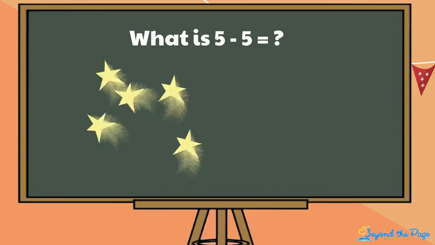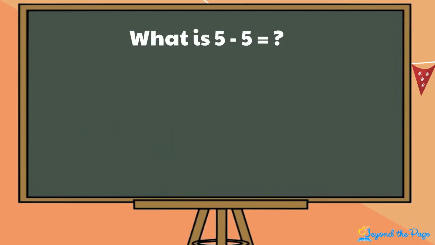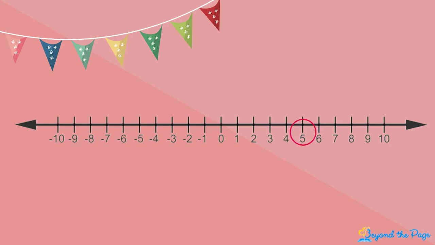What is 5 minus 5? Start with what you know. You've known for years that subtracting 5 from 5 gives you 0. This is proven on the number line when you start at positive 5 and subtract, or decrease the value by 5 units, ending at 0.